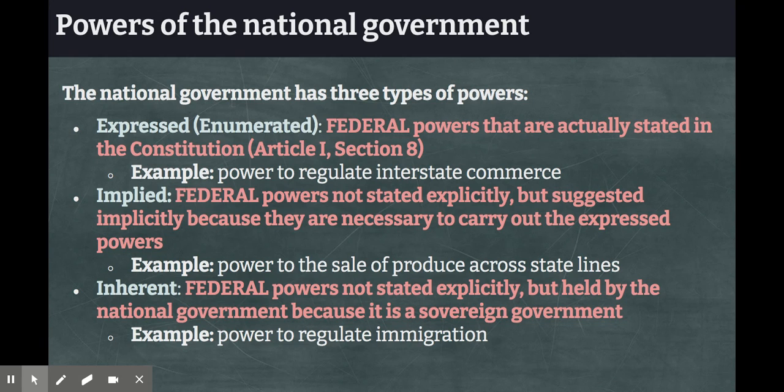Now, the third and final type of national or federal power is called inherent powers. And these are federal powers not stated explicitly in the Constitution, but held by the national government just because it's a national sovereign government that's not controlled by any other government, right? And an example of this would be the power to regulate immigration, right? If a country has borders, it seems to suggest that that country would be able to conduct foreign policy and regulate immigration and so on and so on. Every single sovereign country is able to do that, whether they're the United States or Japan or France, etc., etc.